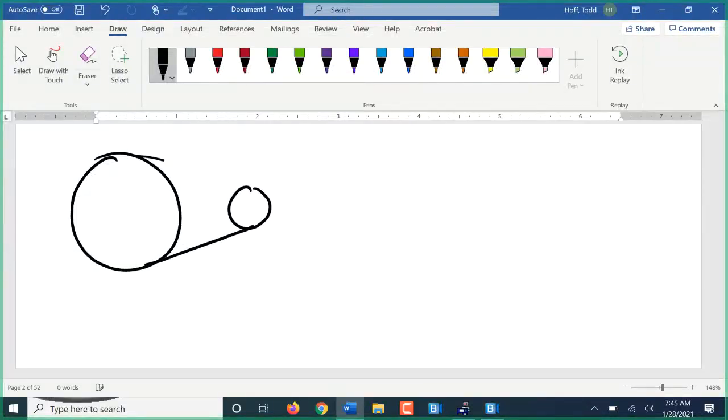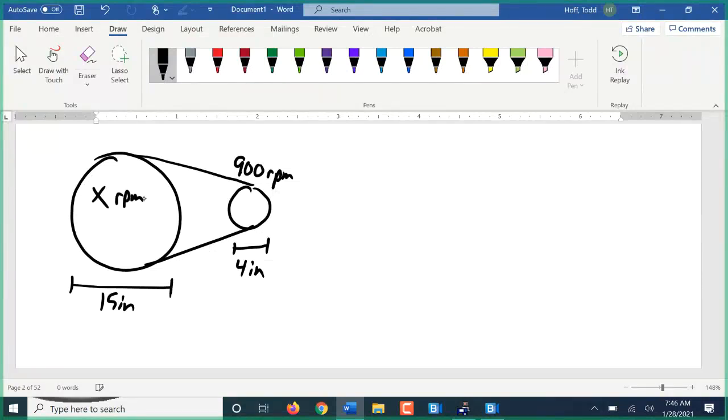We can have pulley ratios. Let's say this pulley here is a 15-inch diameter pulley. And this one here is a 4-inch diameter pulley. And let's say we know that the 4-inch diameter pulley is going at 900 RPM. I want to know what's the RPM of the larger pulley.